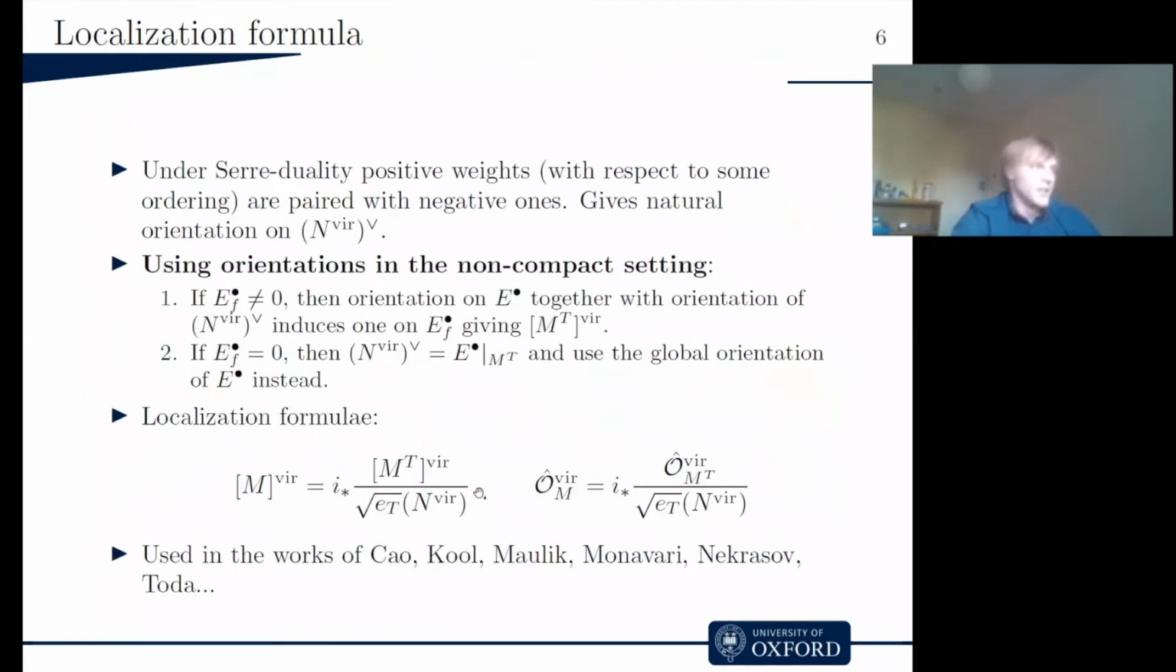And under Serre duality, the positive weights of the normal part can be identified with negative ones. So this depends on the choice of order that you make on the weights. This is easy if you have just a one-dimensional torus, because you essentially have just 2 choices. But if you have higher dimensional tori, you have to choose a basis inside of your C star to some power. And these are paired with negative ones, and this gives you a natural orientation of the virtual normal bundle.